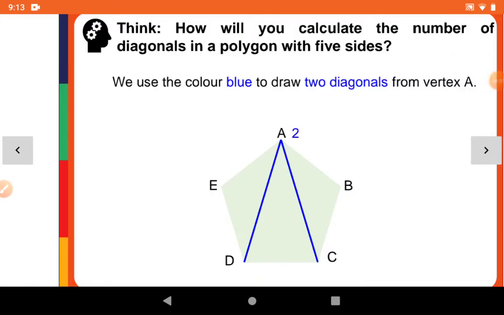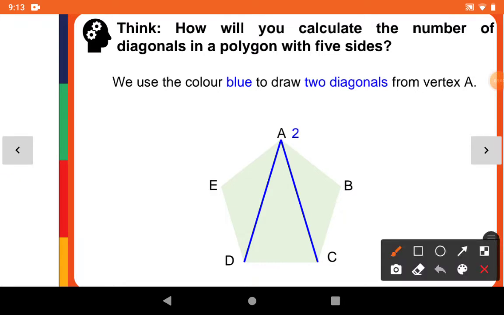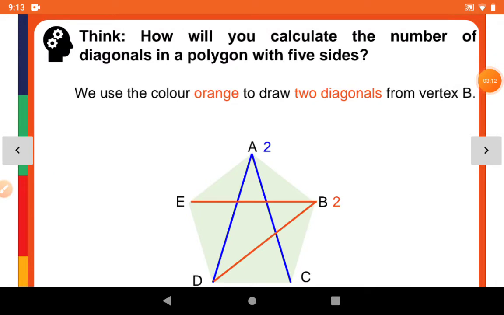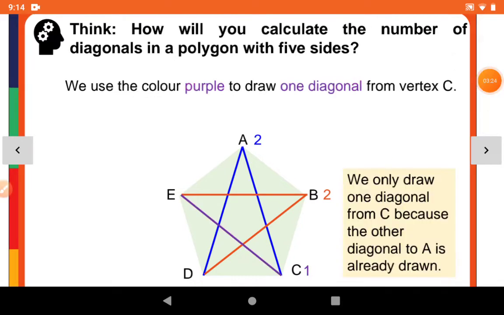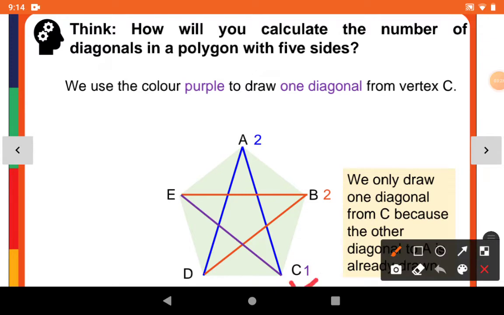We can take one color and one vertex. As vertex A is taken and blue color is taken, I have drawn the two diagonals. Now I have taken vertex B. It is the second vertex and I have taken red color to draw the next two diagonals. Now the next vertex is taken, that is C, and purple color has been used. It is giving only one diagonal.